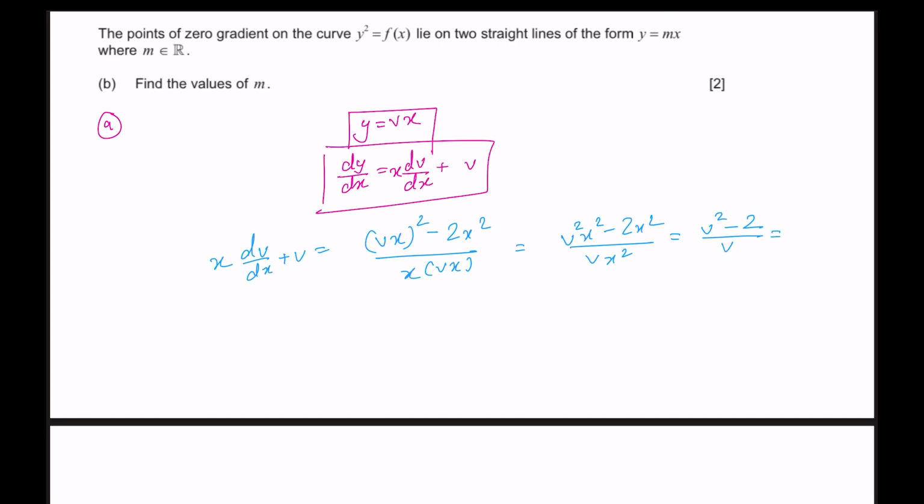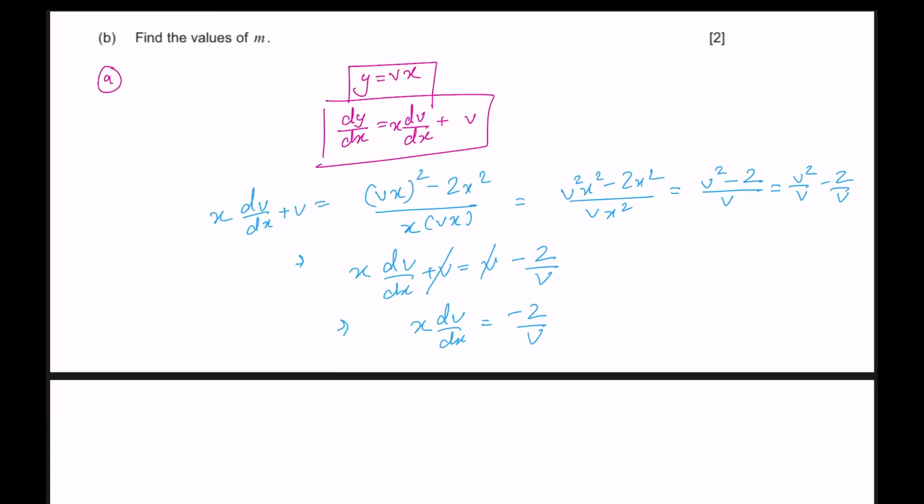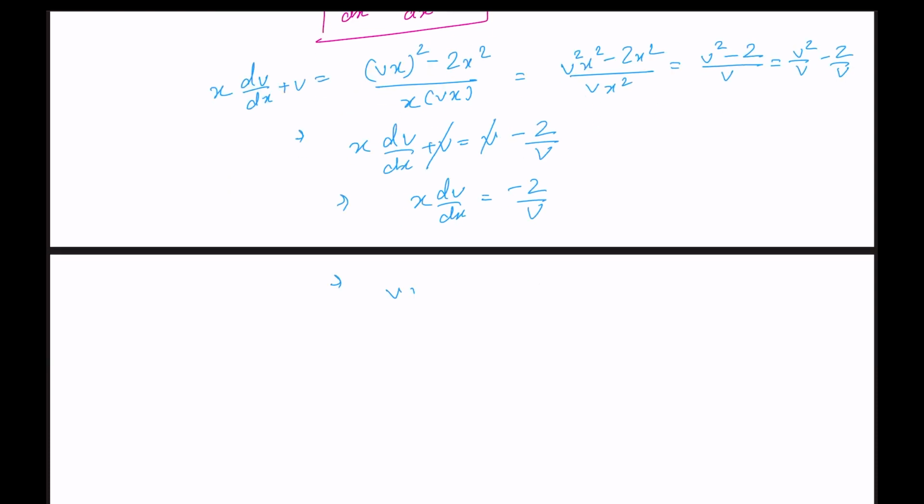Yeah, if I just break it into two fractions, so v square by v minus 2 by v. Basically I can write x dv by dx plus v as v square by v would be v minus 2 by v. So plus v minus v, these two will cancel out. So x dv by dx would become minus 2 by v. So v dv would be equal to minus 2 dx over x.